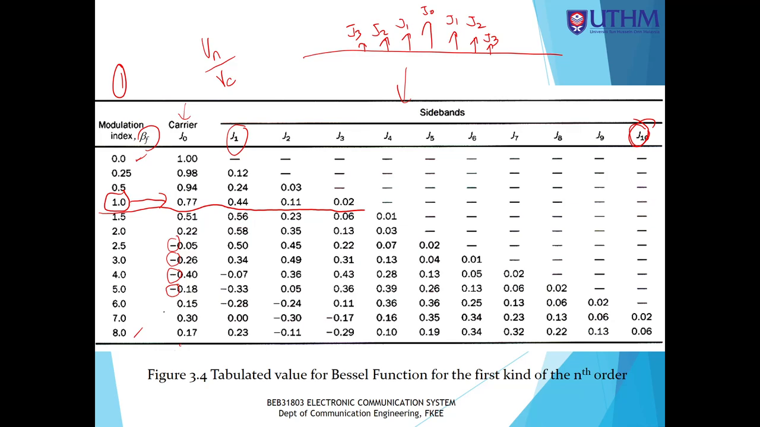What about if beta is equal to 8? If the value of beta is equal to 8, that means we're going to have the carrier component and 10 pairs of sidebands: 10 upper sidebands and 10 lower sidebands. Very big. So you see that the higher the value of beta, the bigger the bandwidth.